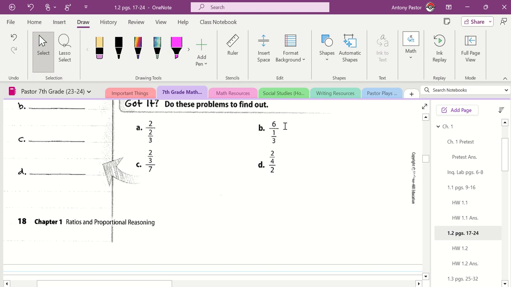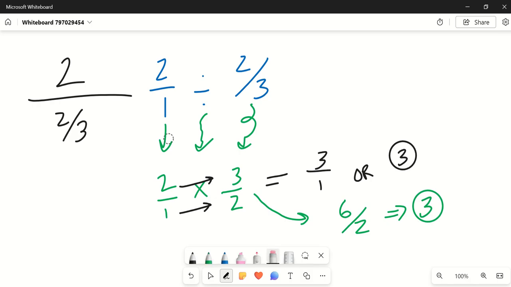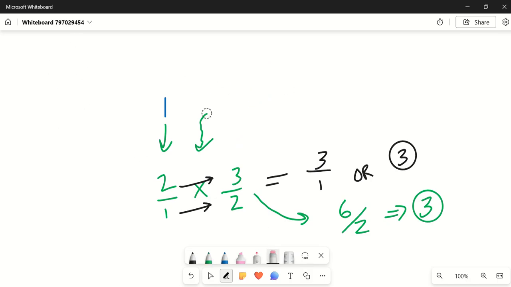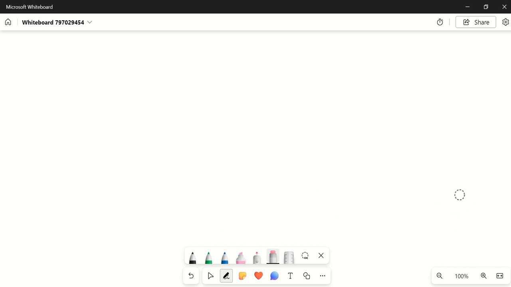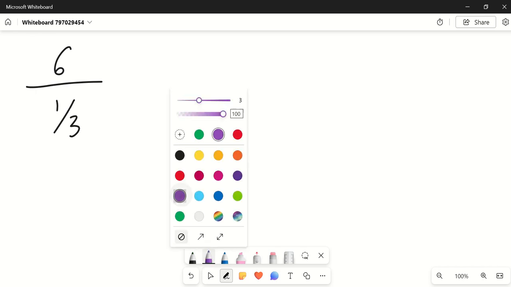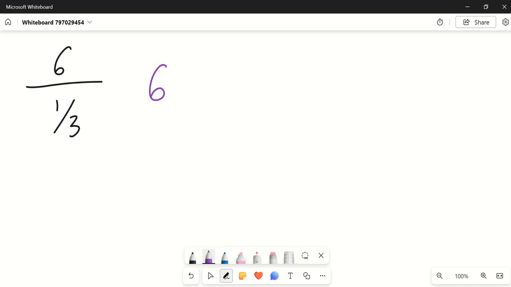B, 6/1/3. Let's do 6/1/3, and I broke my rule. Let's redo that. 6/1/3, again, is the same thing as saying 6 divided by 1/3, and we're going to change the colors up even more. 6 divided by 1/3. That 6 needs to be over 1.